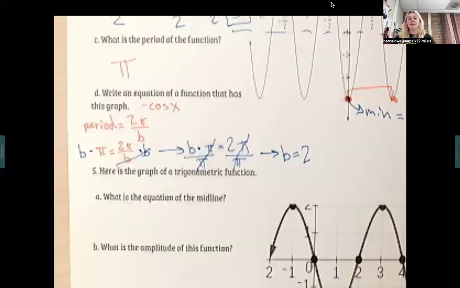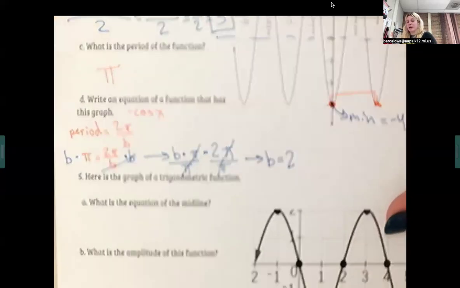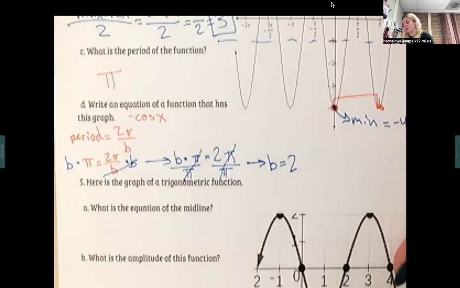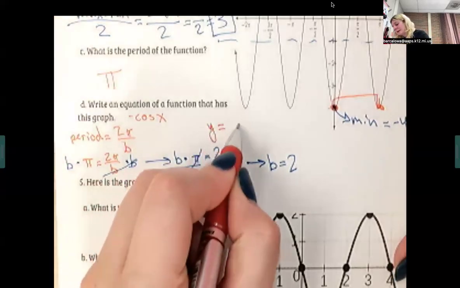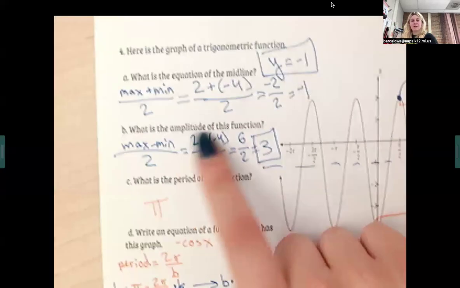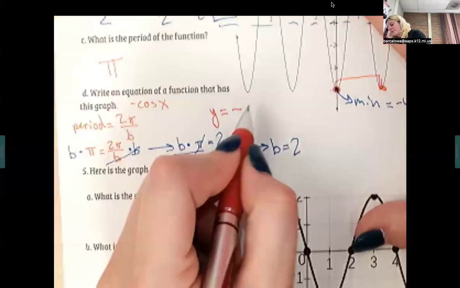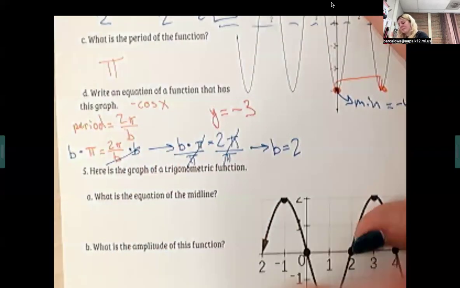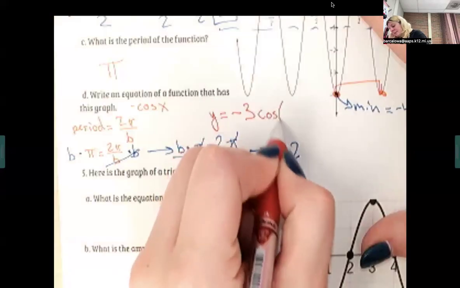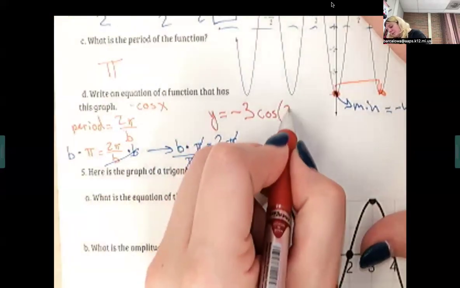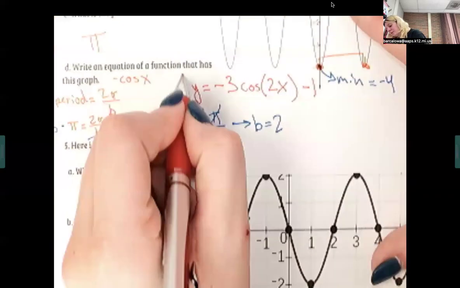And then we need to put everything together in our equation, okay? So I have a negative cosine function, negative. The amplitude is 3, so I should have a negative 3 in front, cosine. My b value is 2, so I should have 2x. And the midline is at negative 1, so minus 1.